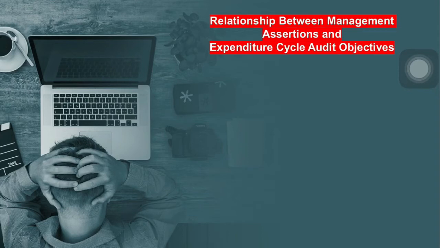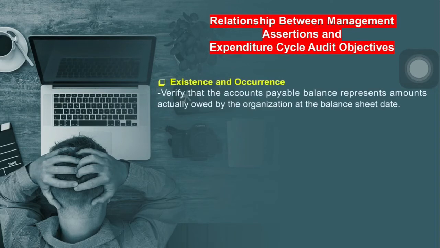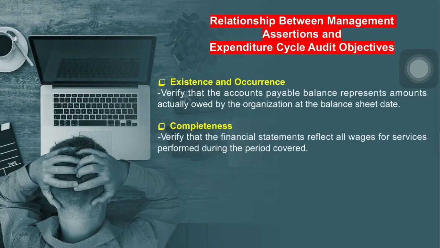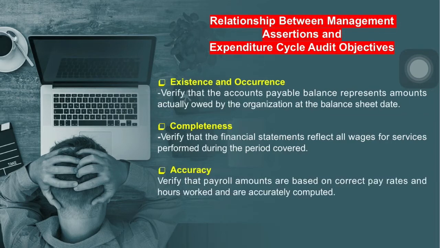Relationship between management assertions and expenditure cycle audit objectives. First, existence and occurrence. One of its objectives is to verify that the accounts payable balance represents amounts actually owed by the organization at the balance sheet date. Second, completeness. Verify that the financial statements reflect all wages for services performed during the period covered. Third, accuracy. Verify that payroll amounts are based on correct pay rates and hours worked and are accurately computed.